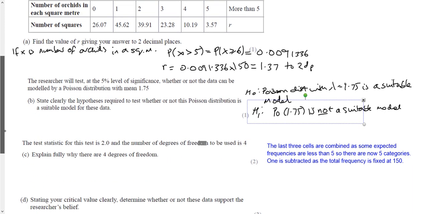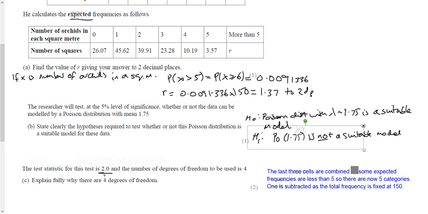Right, so the test statistic was 2. It's important to keep that in mind, because that means they've already worked out the test statistic for us. Degrees of freedom is 4. We've got to explain why there's 4, which I've just typed here. So what we do is we look at our expected frequencies.